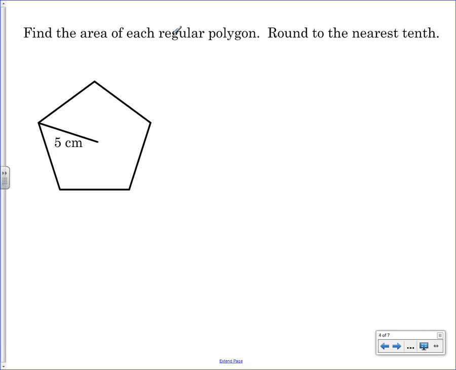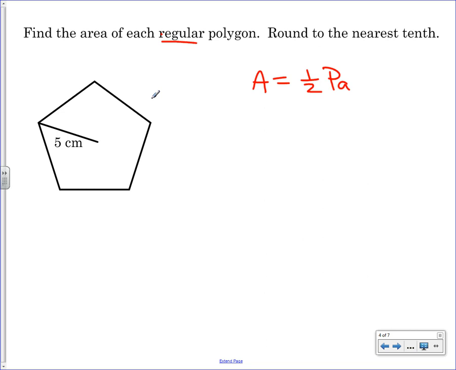Find the area of each regular polygon. Because they told me it's a regular polygon, I know I can use, or I probably am going to use, area equals 1/2 PA, 1/2 perimeter times apothem. So I need the perimeter of this figure, and I need the apothem. I have neither. Do you guys see that?